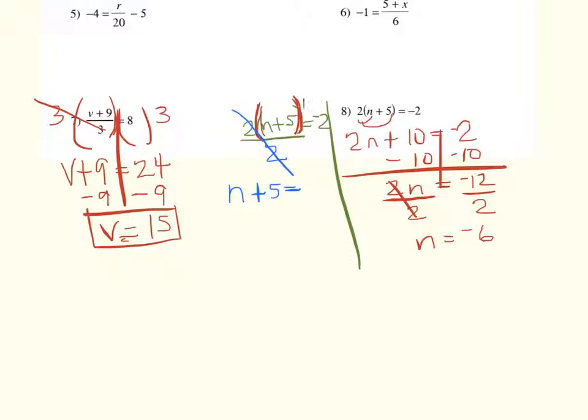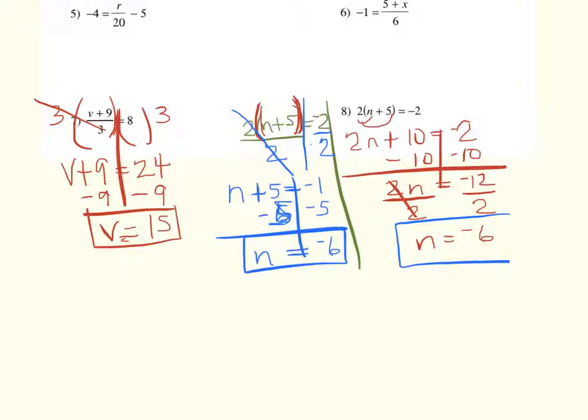Remember, I did a division on this side. I must do division on this side. So if I divide by 2 over here, I'm dividing by 2 on the other side, giving me an answer of -1. Now I'm going to take 5 away from both sides because I still must balance, and my answer is n equals -6. So either way that you decide you want to perform this operation is fine.